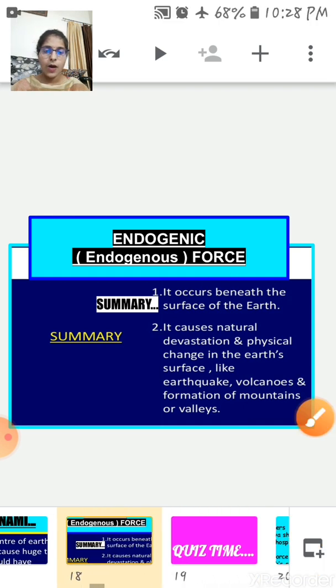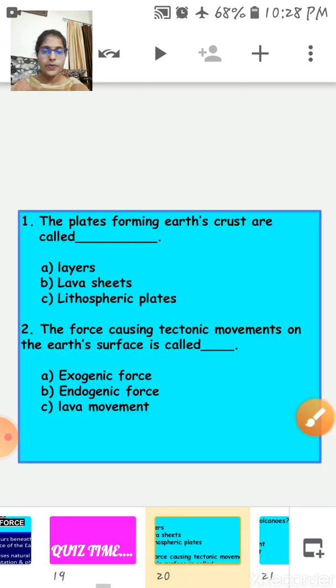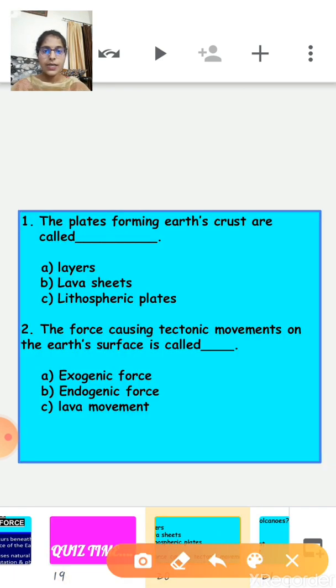Okay, now quiz time. The first question is, the plates forming the earth's crust are called. Now the options are, first one is layers, second is lava sheet, and the third one is lithospheric plates or tectonic plates. So the plates forming the earth's crust are called, the answer is C, lithospheric plates. Is it clear? Lithospheric, that means tectonic plates.